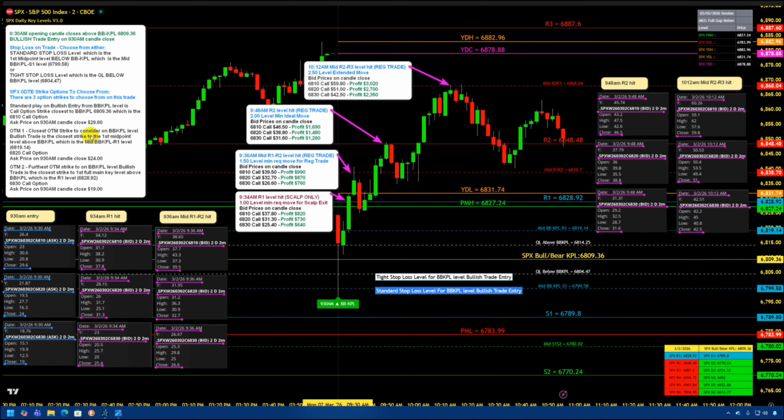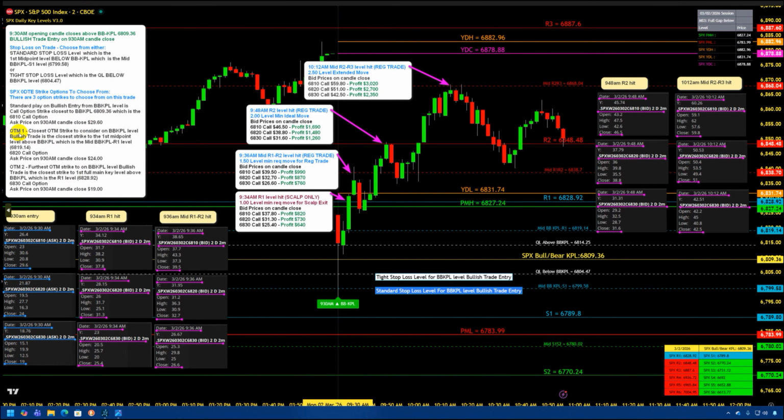So here we have the entry prices for the ask on the close of this candle. You're of course waiting for the close of the candle. You're not buying intra-candle. You're waiting for the close of the candle to confirm direction and the level that it is closing above, in this case the bull bear KPL. The ask price on the 9:30 a.m. candle close, which on a 2-minute chart is closing at 9:32, is 29.60.